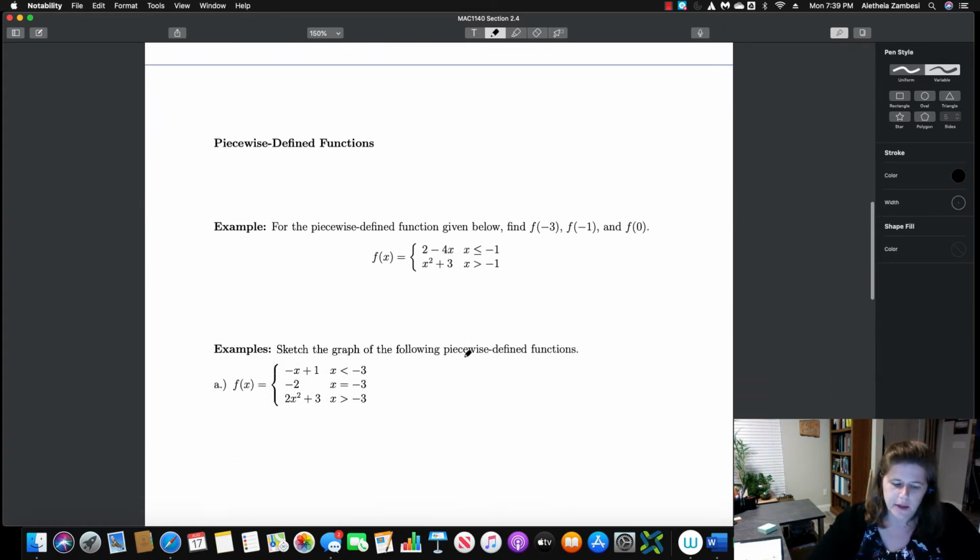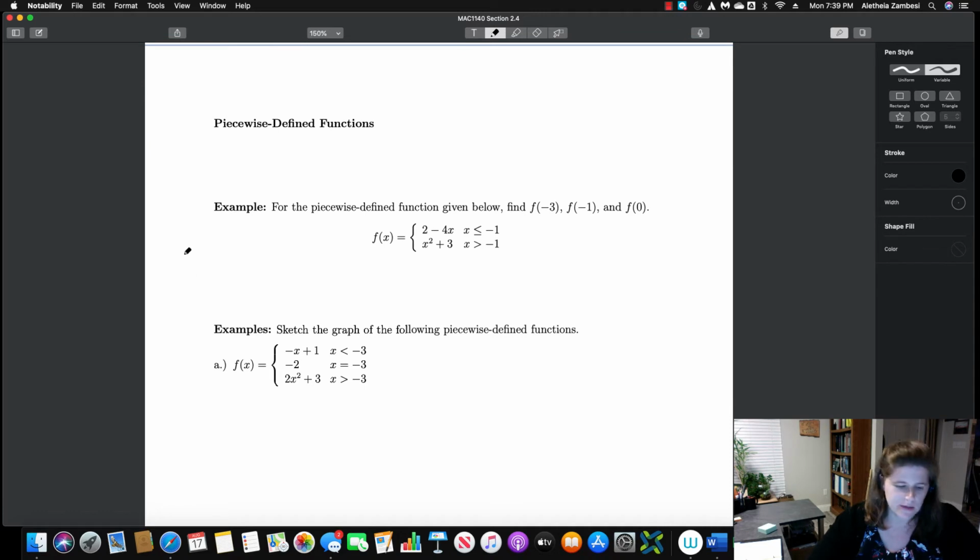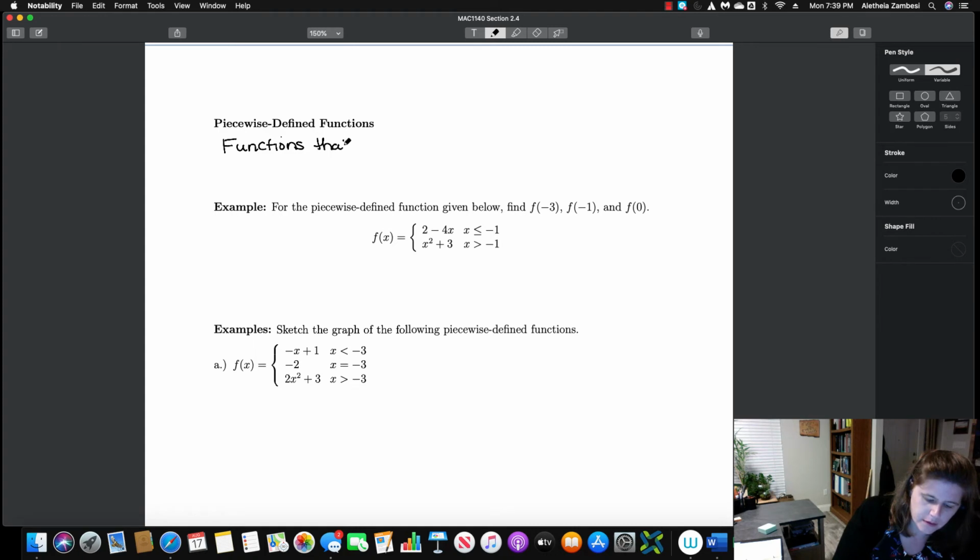Now, the other piece I wanted to talk about is piecewise functions. So piecewise functions are functions that follow different descriptions over parts of their domain.